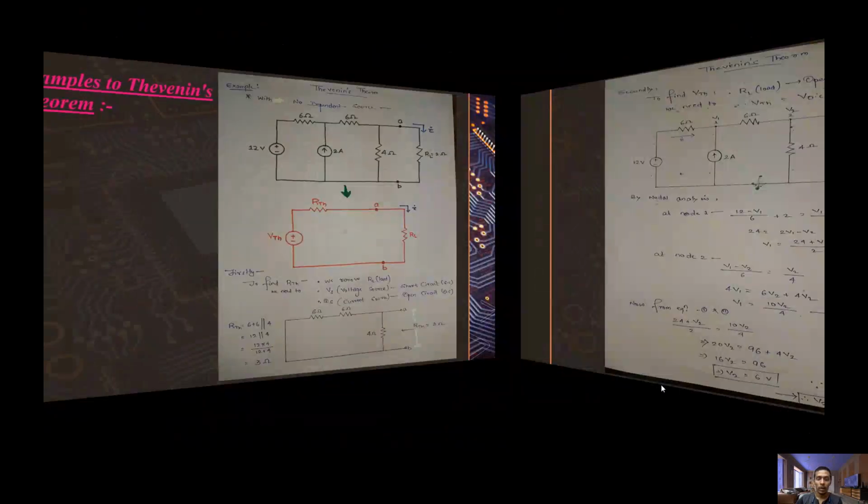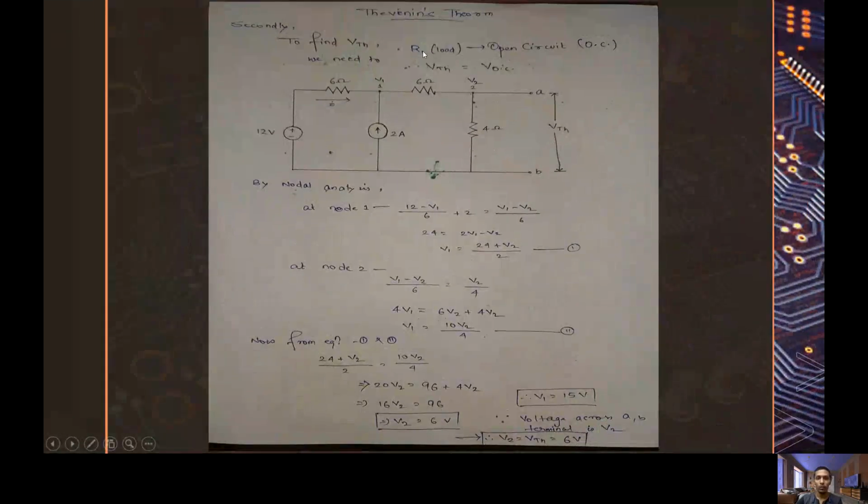Secondly, to find the Thevenin voltage, we need to open circuit the load resistance, and the Thevenin voltage is equal to the open circuit voltage, which is the voltage across terminals A and B. By nodal analysis at node 1, which is this, (12 minus V1) by 6 plus 2 equals (V1 minus V2) by 6, and it gives V1 as 24 plus V2 by 2. It's our first equation.